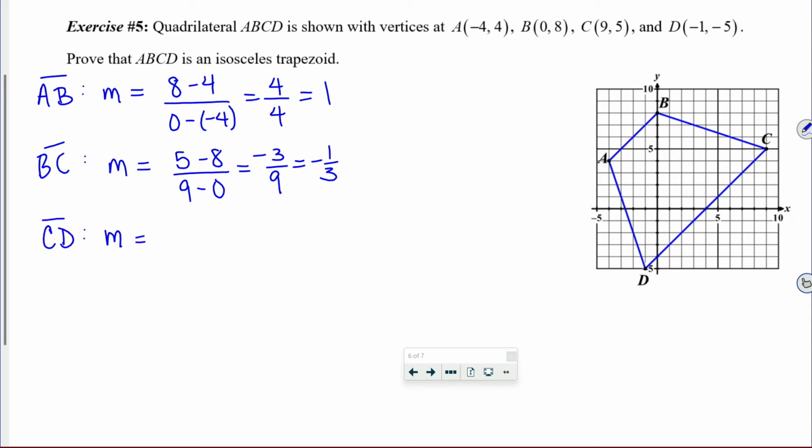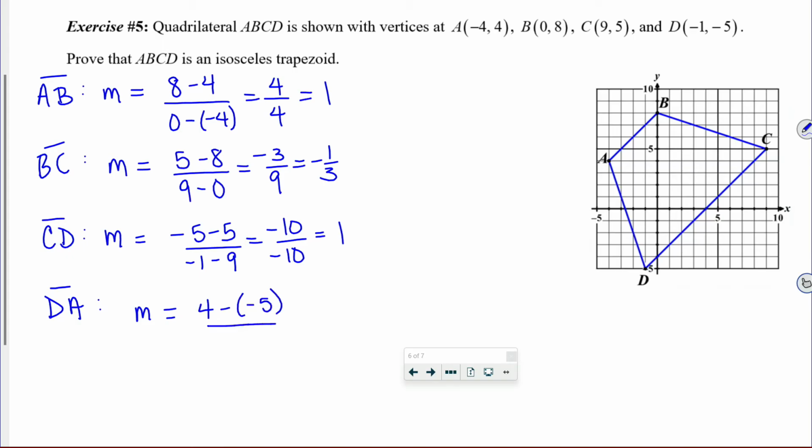That slope is going to be -5 minus 5, all divided by -1 minus 9. -5 minus 5 is -10. -1 minus 9 is also -10, and that's a slope of 1. And finally, DA, that's going to have a slope of 4 minus -5, all divided by -4 minus -1. That's going to be +9 divided by -3, and that's -3.